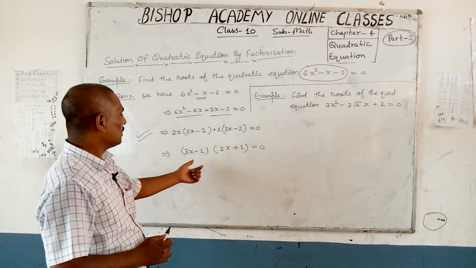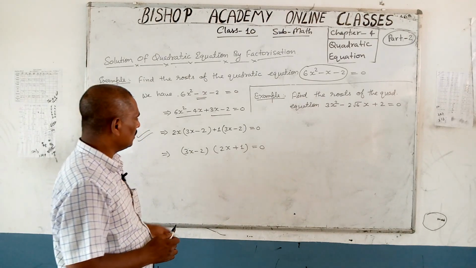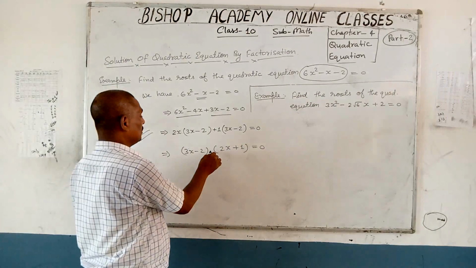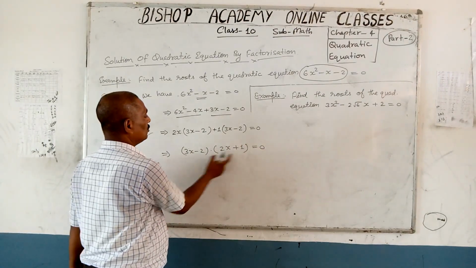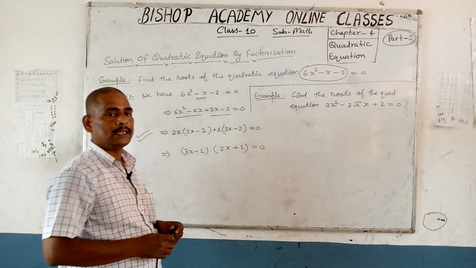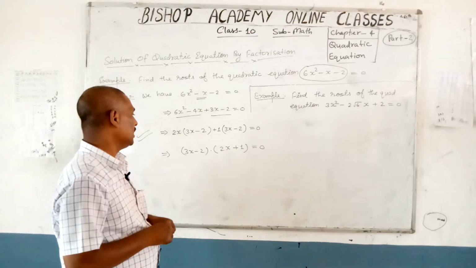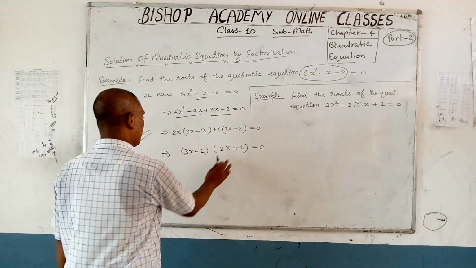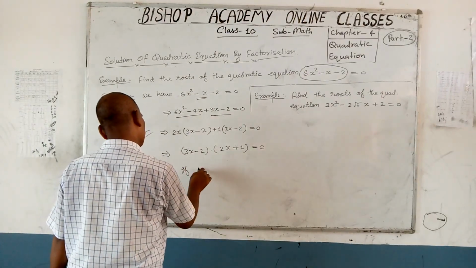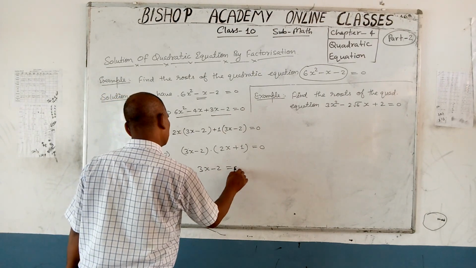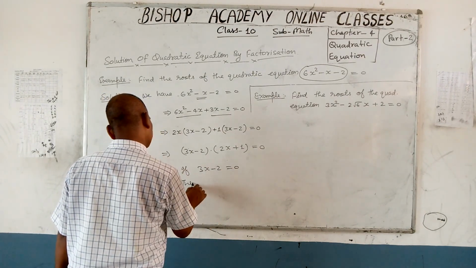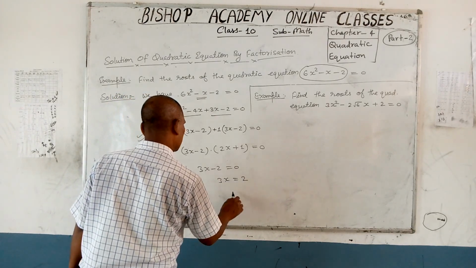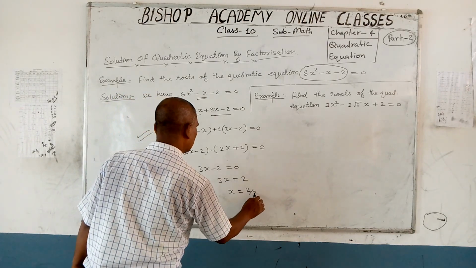You can see here the zero product rule will be followed to find the roots. Here you see that the product of these two terms is equal to 0. It is possible only when at least one of these terms is equal to 0. So in this case, if 3x minus 2 is equal to 0, then 3x is equal to 2 and x is equal to 2 upon 3.